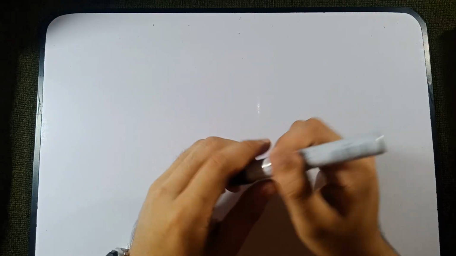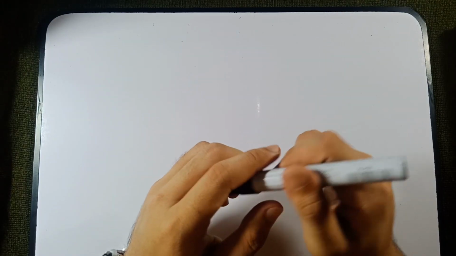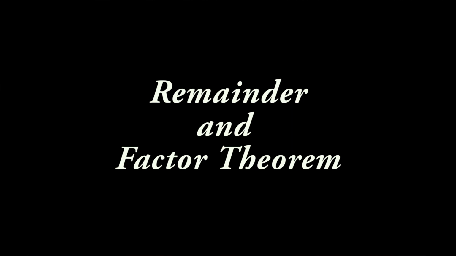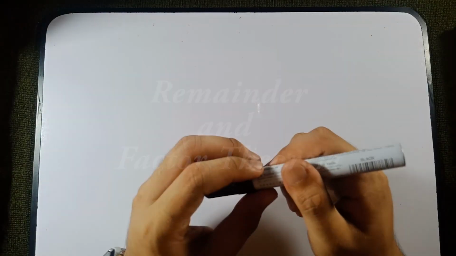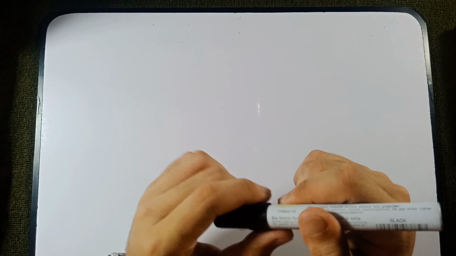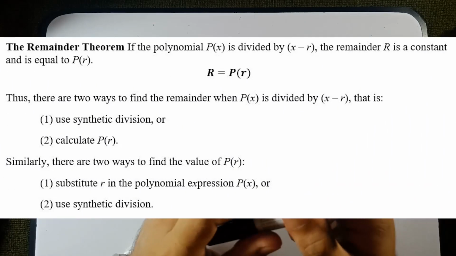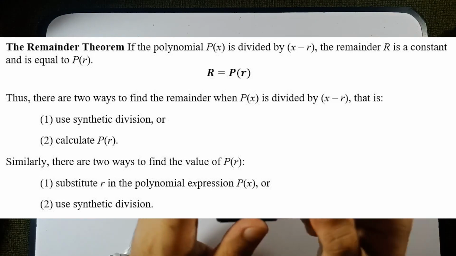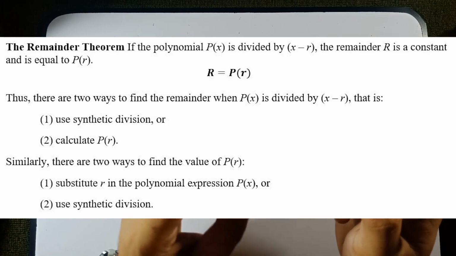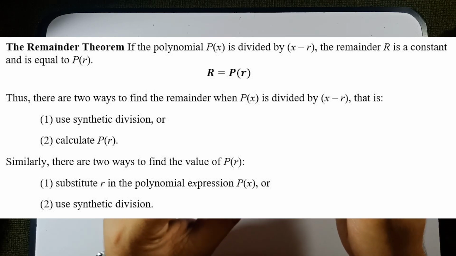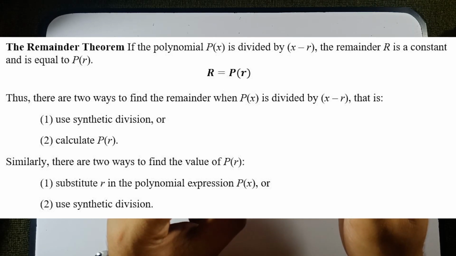Welcome back mga kaibigan. At ang ating tatalakayin ngayong araw ay tungkol sa remainder and factor theorem. So, huwag na natin pang patagalin. Simulan natin mga kaibigan. At ito nga sabi sa remainder theorem, if the polynomial p of x is divided by x minus r, the remainder r is a constant and is equal to p of r. So, remainder r is equal to p of r. That is the remainder theorem.